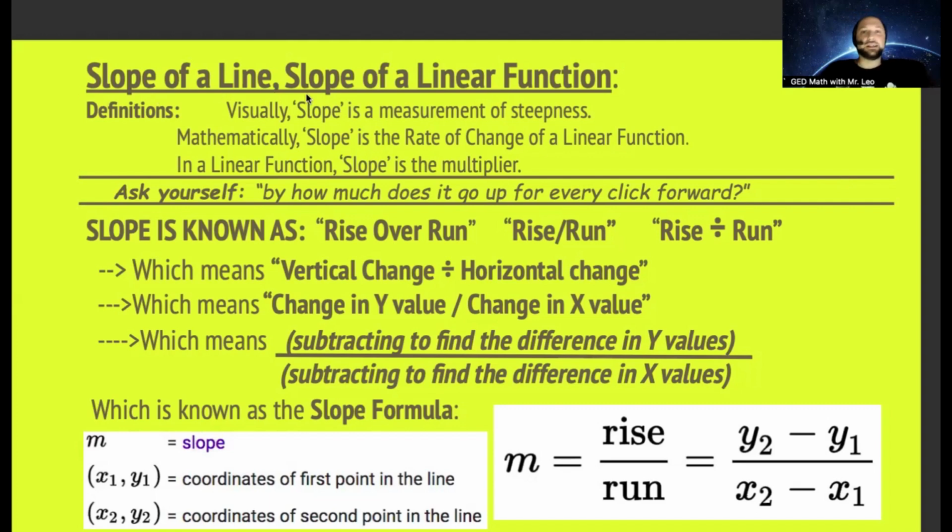Slope of a line, the slope of a linear function. The definitions. Visually, slope is a measure of steepness. A large slope is a steeper line. A smaller slope is a less steep line. A slope of 0 is a flat line. Flat. The floor should be a slope of 0.